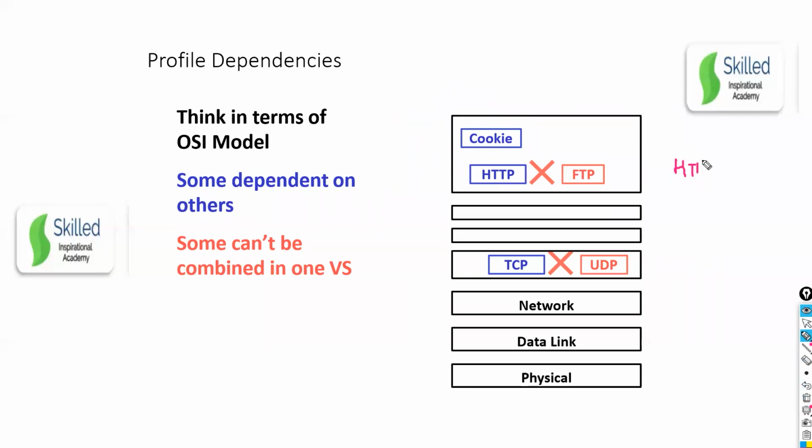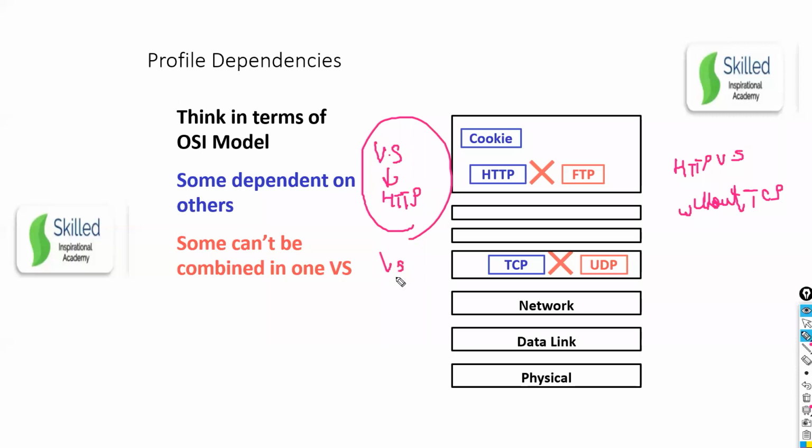Can I create an HTTP virtual server without TCP? Anyone? Can I create a virtual server with only an HTTP profile without TCP in this? Think in terms of the OSI layer, how the packet flows. I have a virtual server with an HTTP profile, but I don't have a TCP profile. Will it work, guys? Anyone?